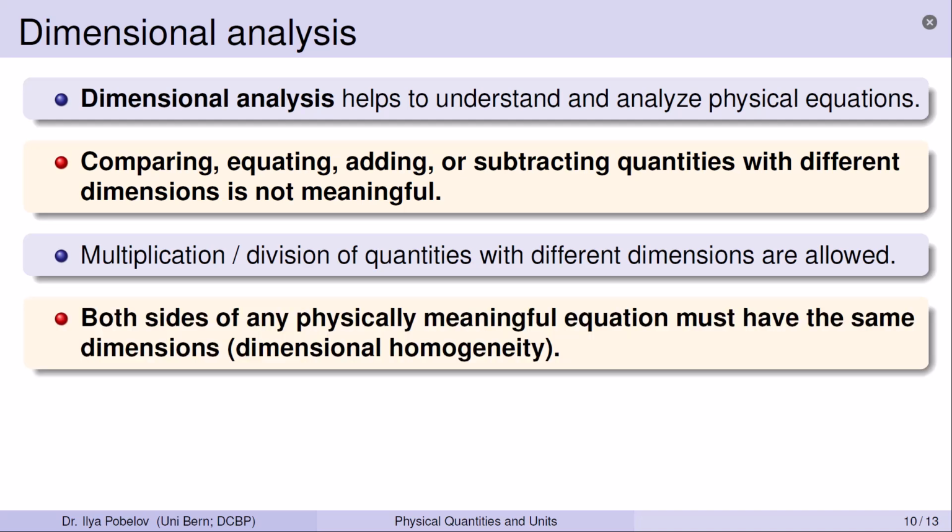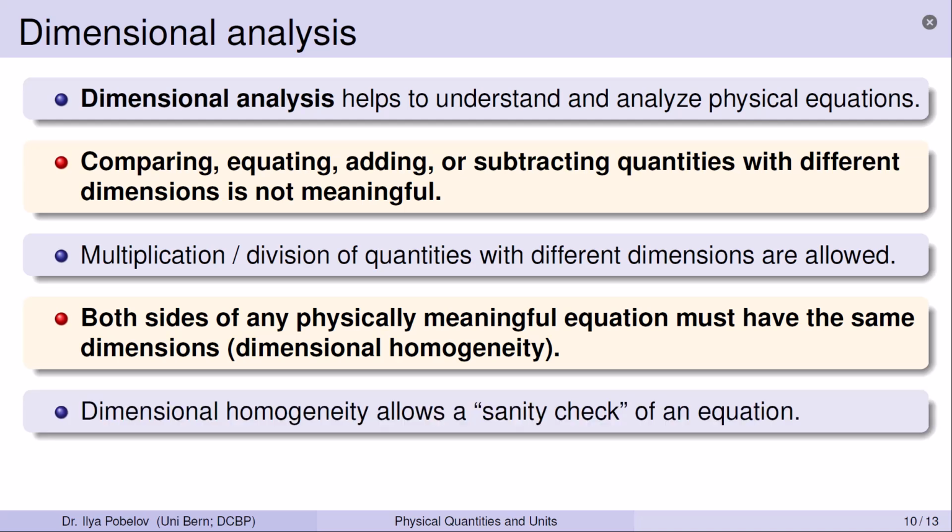Secondly, both sides of any physically meaningful equation or inequality must have the same dimensions. This principle is referred to as dimensional homogeneity and is a critical aspect of dimensional analysis. It can be used to perform a quick sanity check on an equation or computational result, allowing us to verify that it at least makes sense dimensionally.